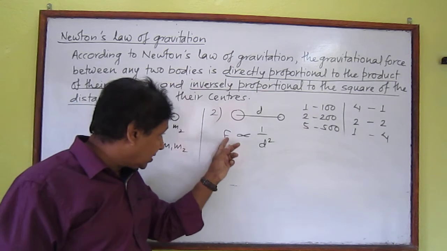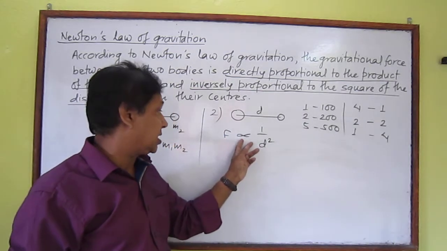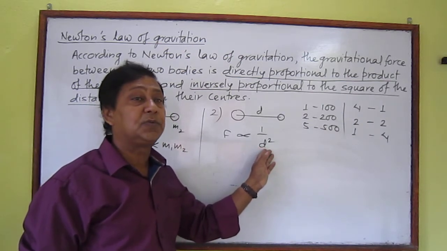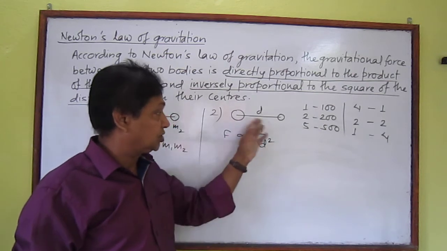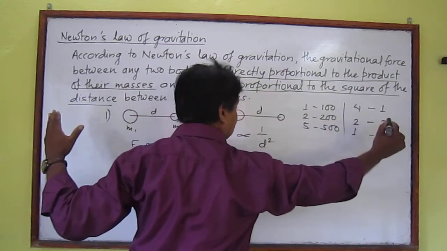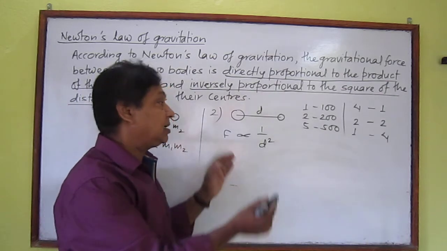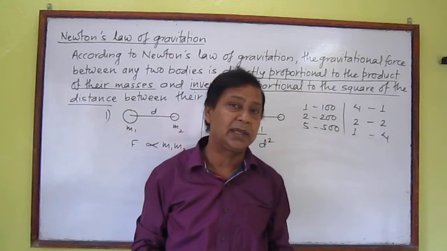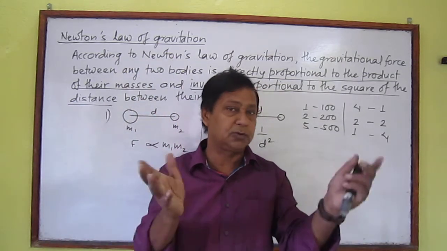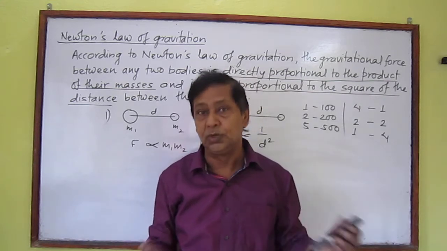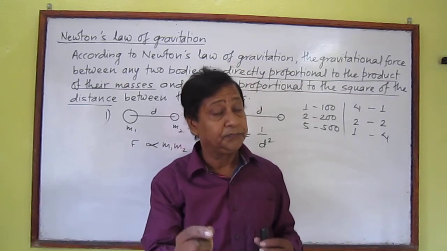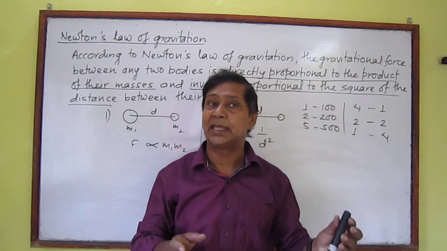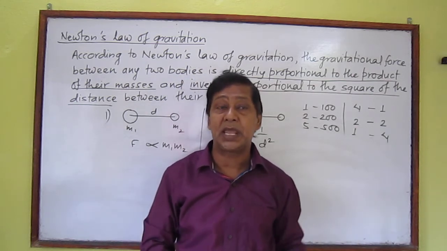Now, what is the meaning of this symbolic representation? Gravitational force is inversely proportional to the square of the distance between their centers. Distance is always measured from center to center. If distance increases, gravitational force decreases, and if distance decreases, gravitational force increases. This is the conclusion. That's why I want to repeat: the gravitational force between any two bodies, may be anything in this universe, depends upon their mass and upon their distance. It is directly proportional to the product of their masses, and it is inversely proportional to the square of the distance between their centers.